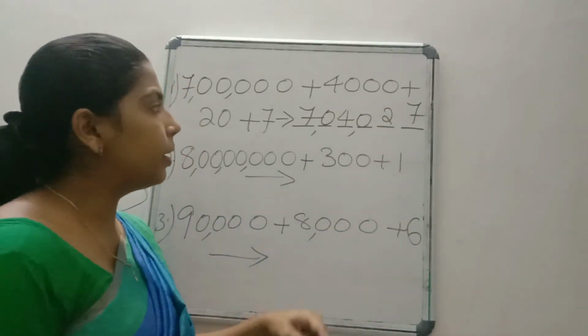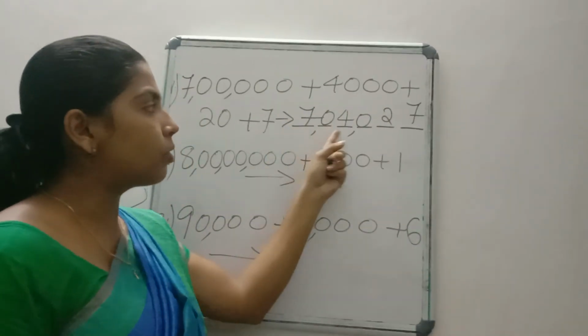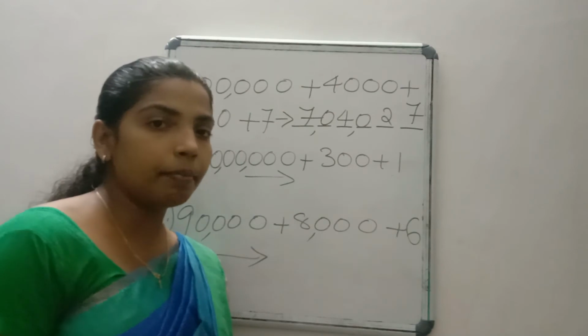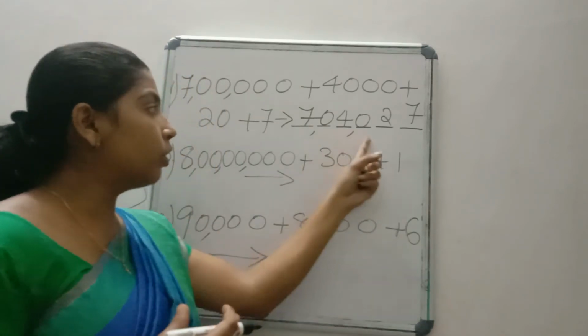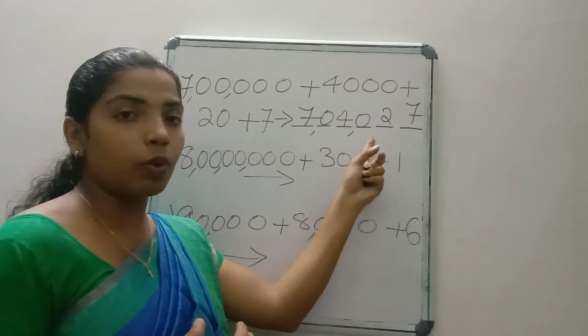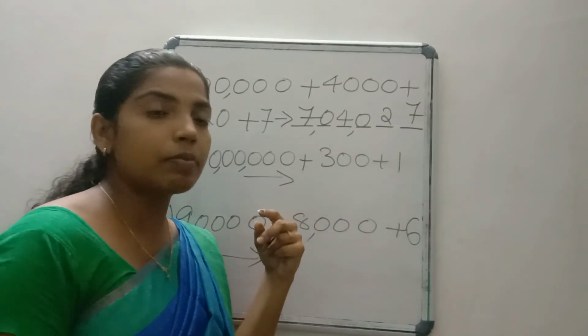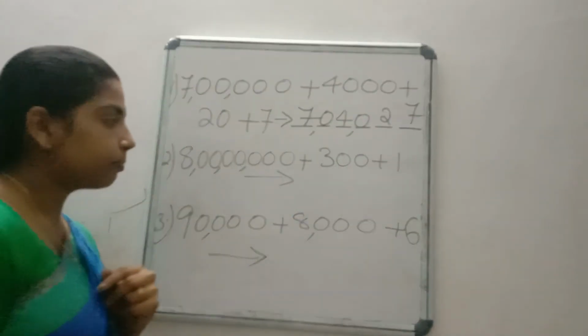Okay, so our number is 7,04,027. Is it clear? Okay, so you have to follow these steps. Otherwise, you will skip this 0. Okay, so you have to follow the steps and do. Next question.